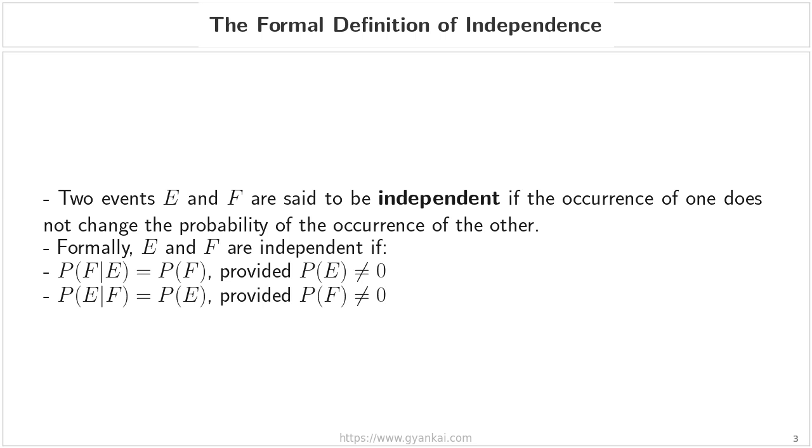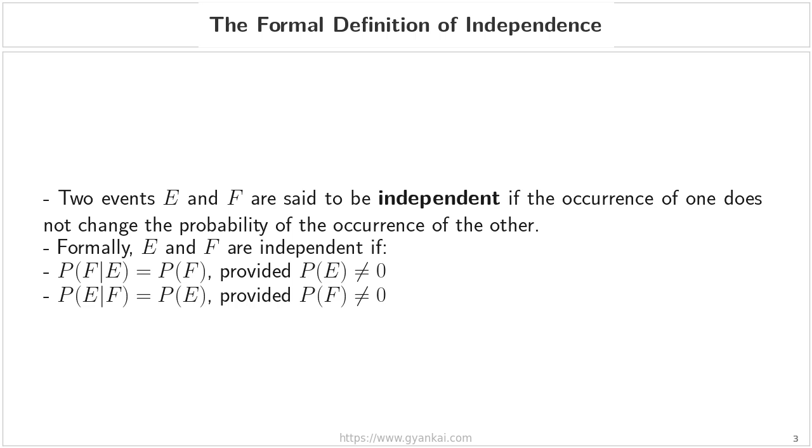Formally, we can state that E and F are independent if the probability of F, given E, is exactly equal to the probability of F, provided that the probability of E is not equal to 0. Alternatively, the definition works both ways. E and F are independent if the probability of E, given F, is equal to the probability of E, provided that the probability of F is not equal to 0.